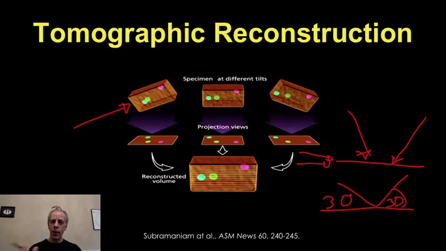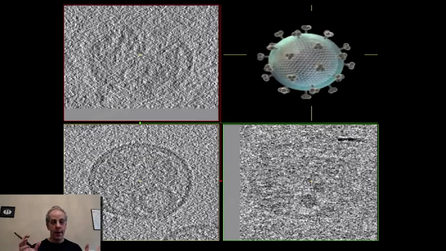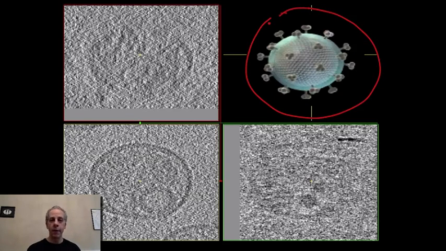But now we're about to get into the image processing. We acquire the data, we align the projections using gold particles most of the time, and now it's time to find those viruses and find those envelopes. Now, this is what you see. You have a line, and this is what you see. Remember, this is the schematic of what we're looking for.